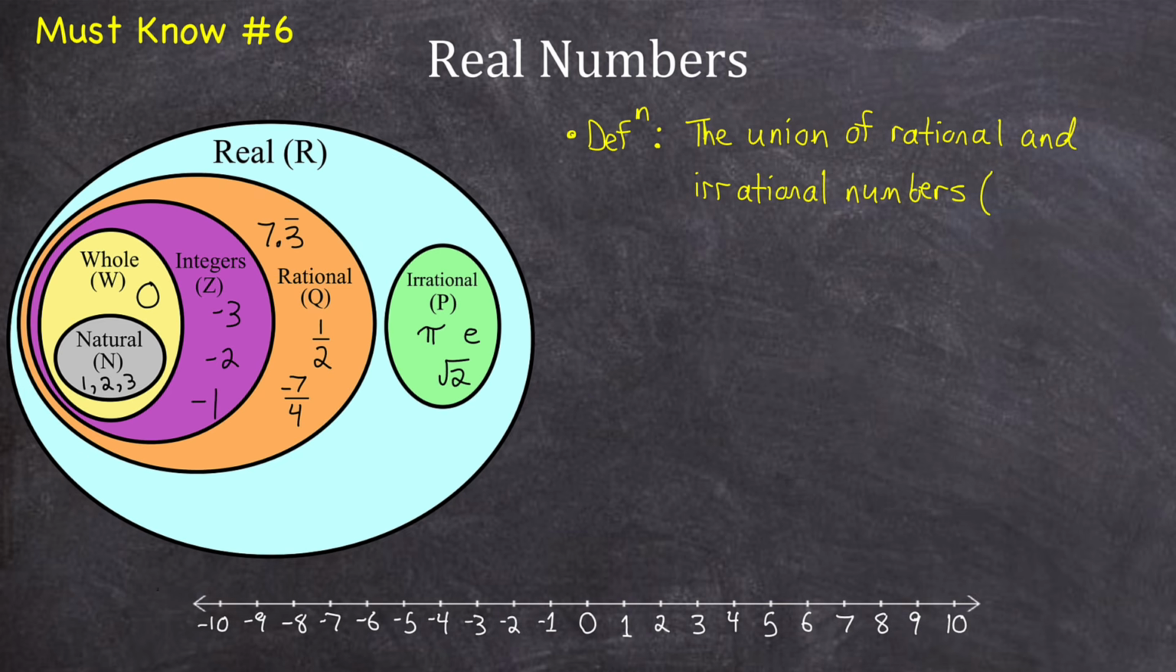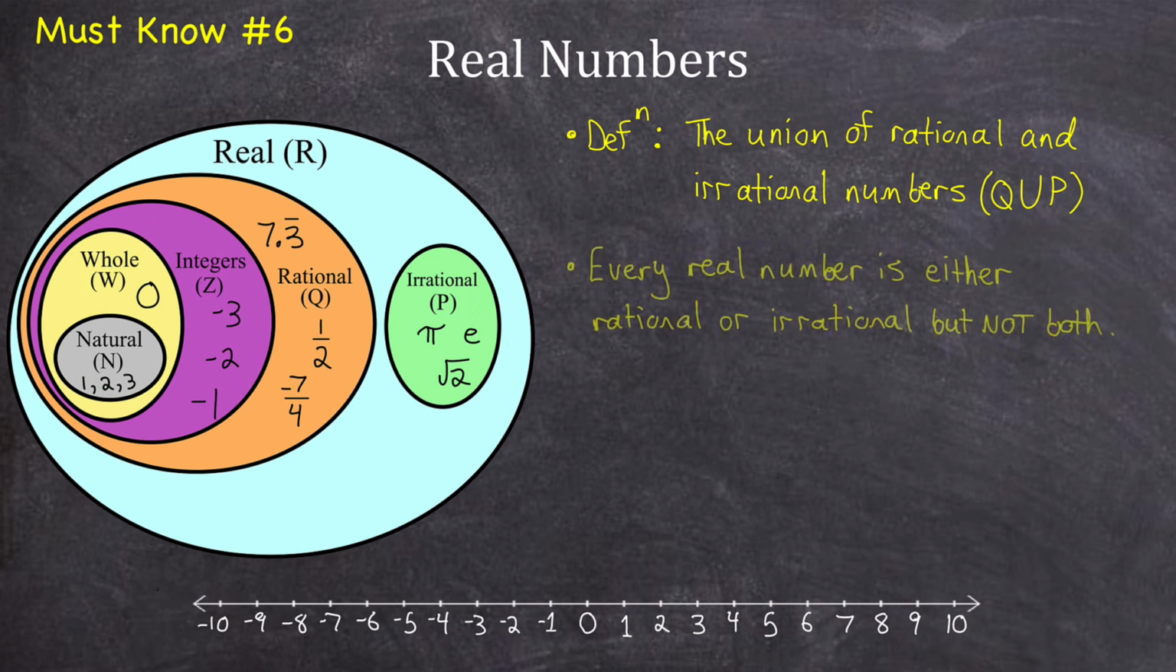Well, rational numbers, we use the letter Q, and then for union, we use a U, and then irrational numbers, we use P. So this means the union of both the rational and irrational numbers. So every real number is either rational or irrational. It has to be one or the other, but it cannot be both. So I could indicate those are both subsets of real numbers.